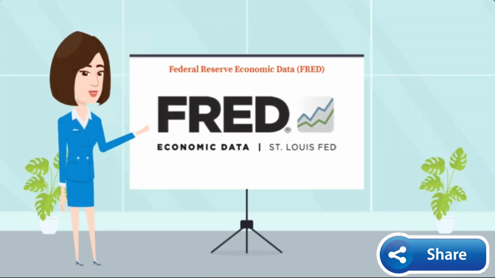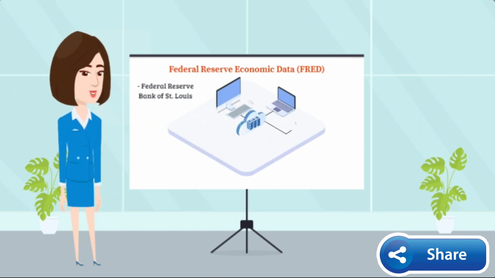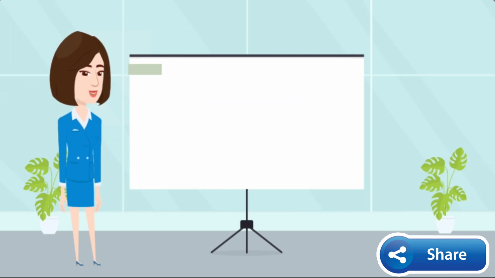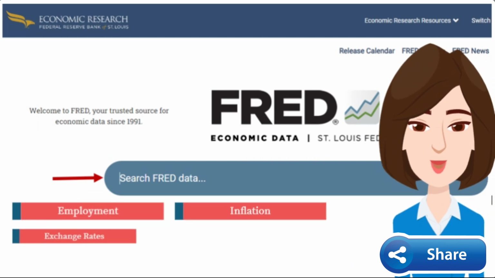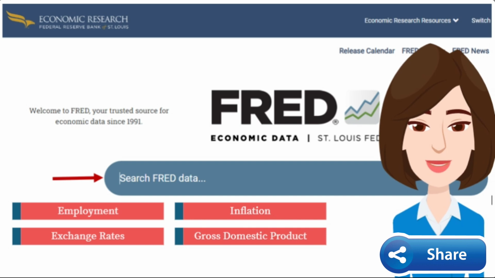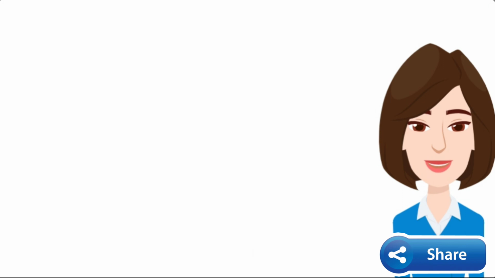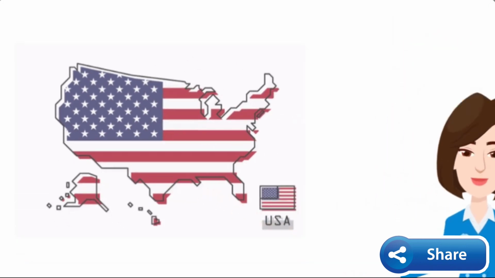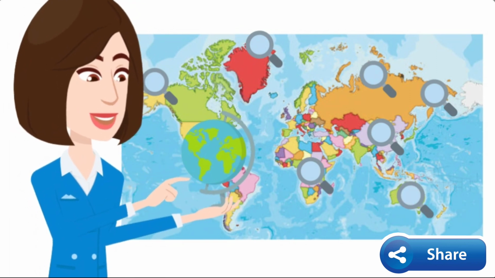The Federal Reserve Economic Data, or FRED, is one of the largest sources of economic data. This database is maintained by the Federal Reserve Bank of St. Louis and contains more than 765,000 economic time series. We can find statistics on employment, inflation, exchange rate, gross domestic product, interest rate, and many other economic variables in the FRED database. Although much of the data is about the US market, macroeconomic data from other countries is also available.